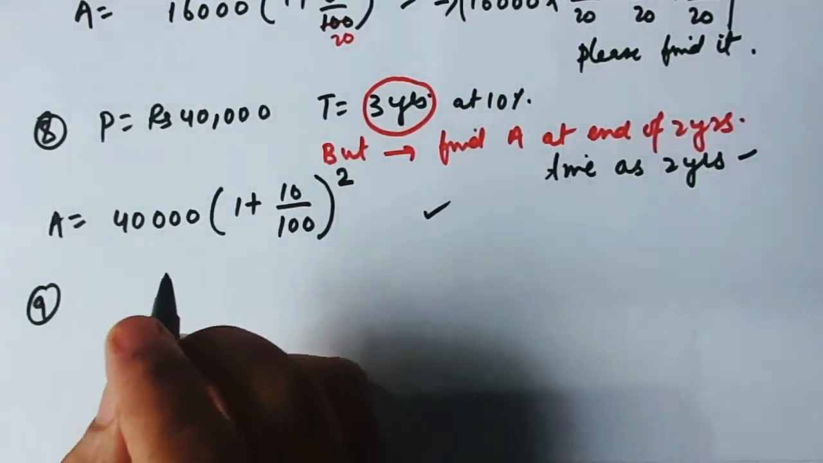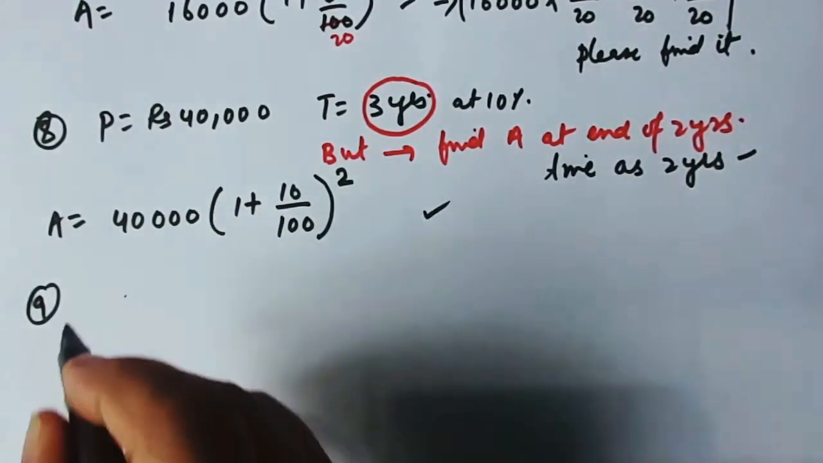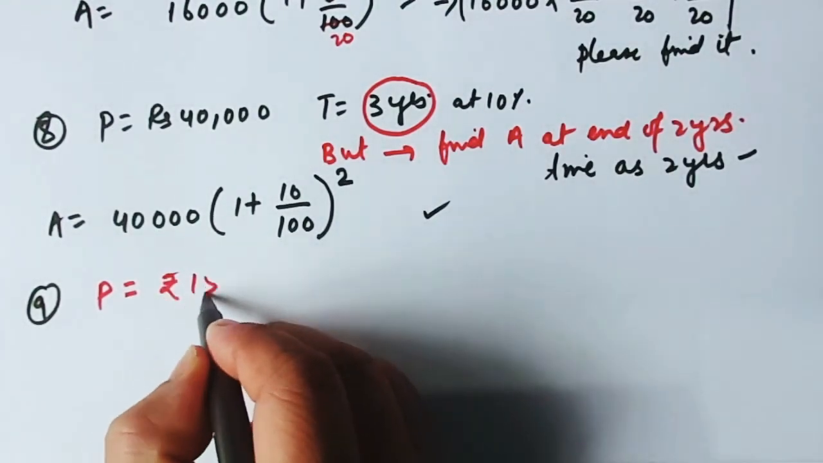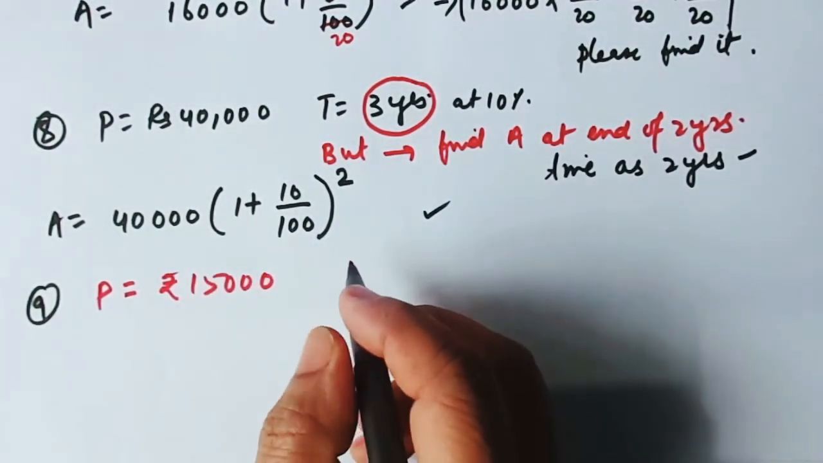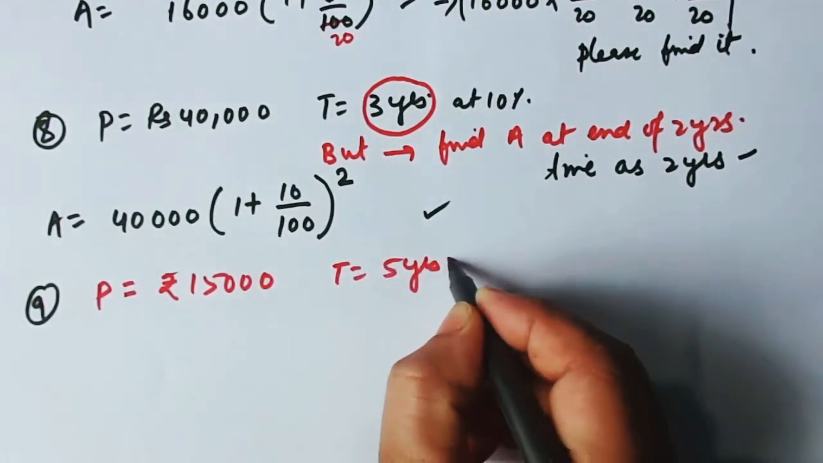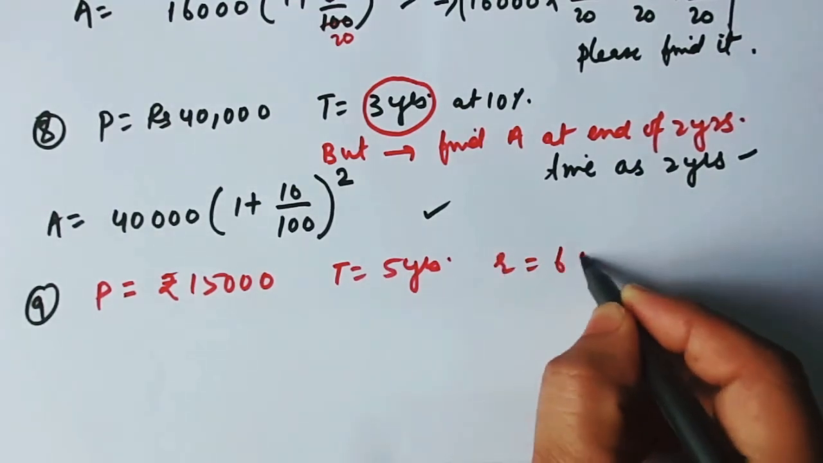Then the same thing is in question number 9. Calculate the compound interest for the second year on rupees. They have given you the principal. Principal is equal to rupees 150,000 invested for 5 years. Time is equal to 5 years at a rate of 6%.